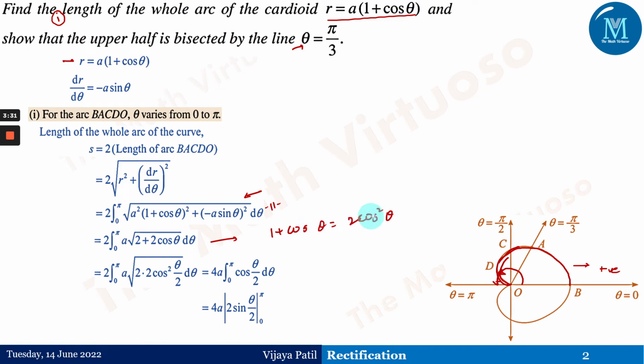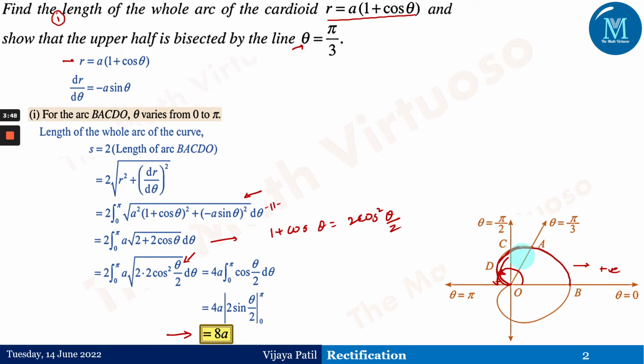So if it is theta over here, it will come out as cos square theta by 2 as a formula, and that is what we have used here in this case. So it's 4a integration from 0 to pi of cos of theta by 2. Again, it's a very simple integration. We'll be reaching the length of this cardioid as equal to 8a.